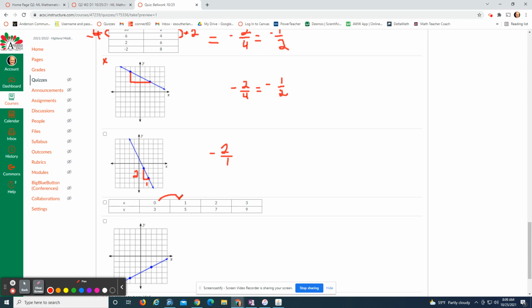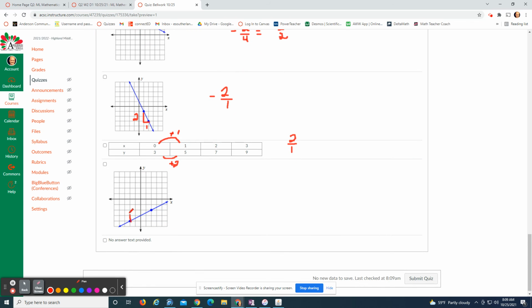How about from here to here? What's the rise? What's this here? +1. What's this one here? +2. So if we do the rise on top, which is the rise again, the X or the Y? The Y. So this is going to be 2/1, but it's positive. And then how about this one? This one is positive. What's the rise? And the run? So this is 2/4, which would reduce to 1/2.